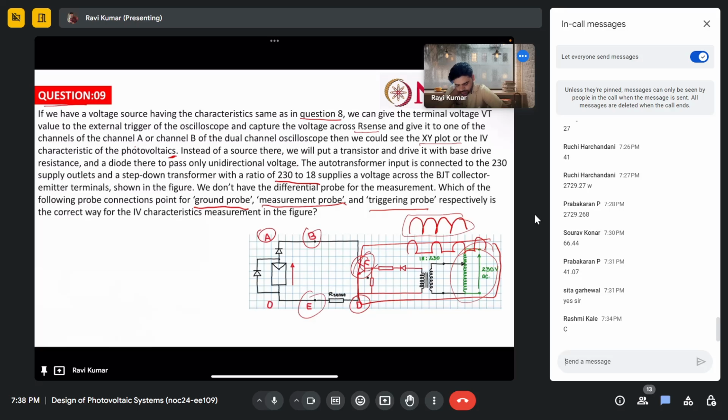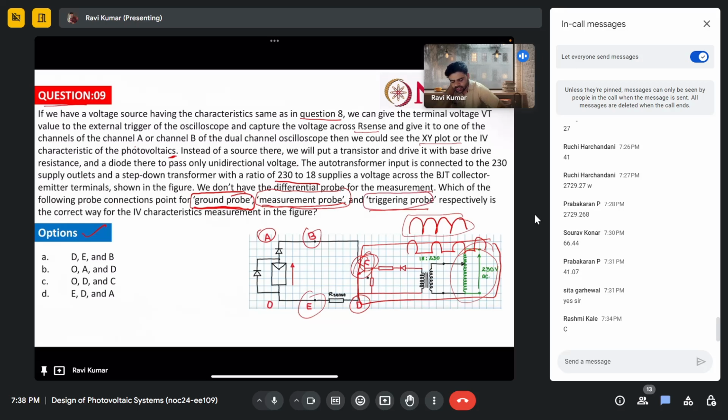or C. Where should be the ground? Where should be the measurement probe and triggering probe? It is asking this only. And these are the options. First is ground probe. Second is measurement probe. And third is triggering probe.